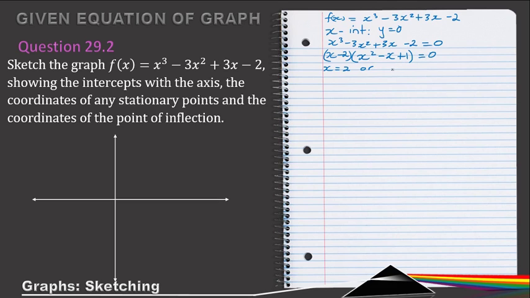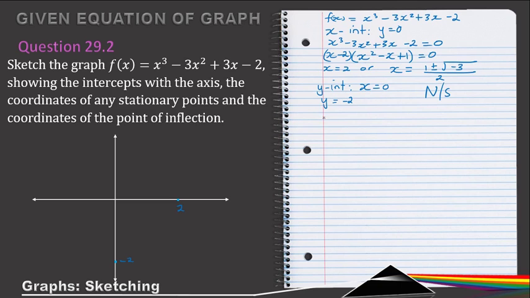If we use the quadratic formula, we'll get x equals 1 plus or minus the square root of negative 3, over 2, and therefore it would have no solution because we've got a negative in a square root. Okay, so the only intercept we have is this one here at x equals 2. We can plot that one. And for the y-intercept, we set x equals 0, and that is just at y equal to negative 2. So we plot that one at minus 2.